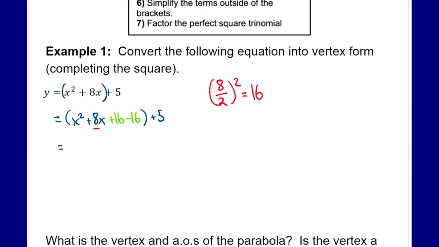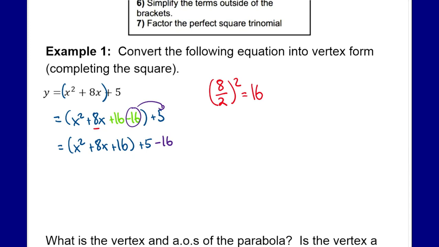Next, I want to move this negative term out. If I move that negative term out of the bracket, I need to reapply a factor, which I didn't take out, so I don't have to do anything extra. I'm going to move the negative 16 out. I get x squared plus 8x plus 16 plus 5 minus 16. So that minus 16 is now outside the bracket.